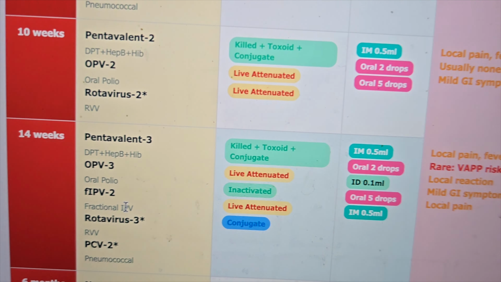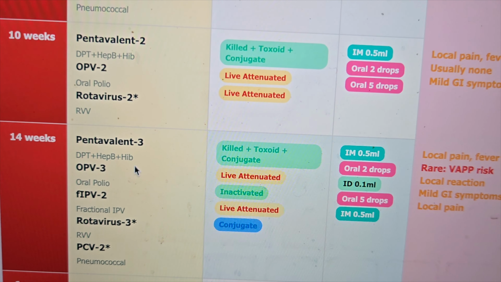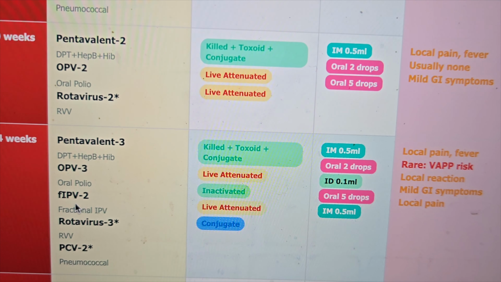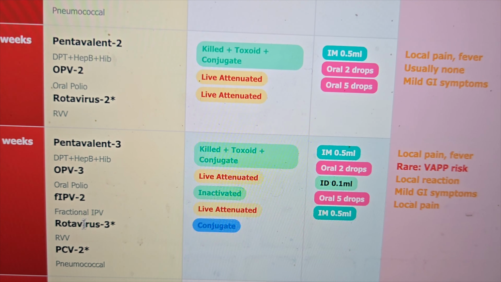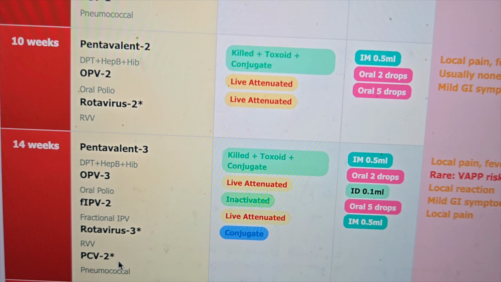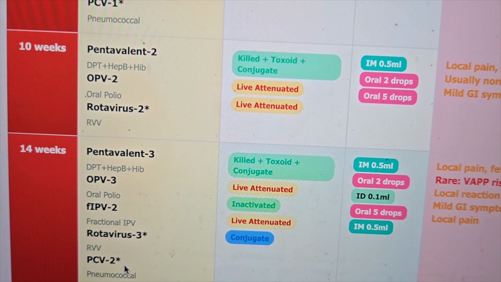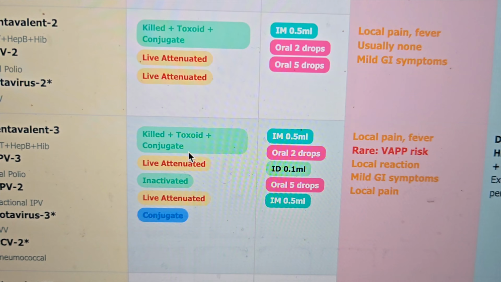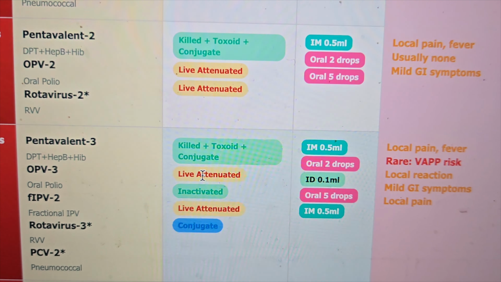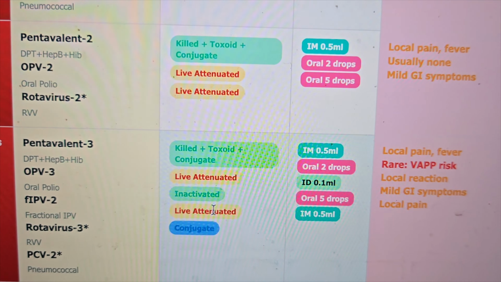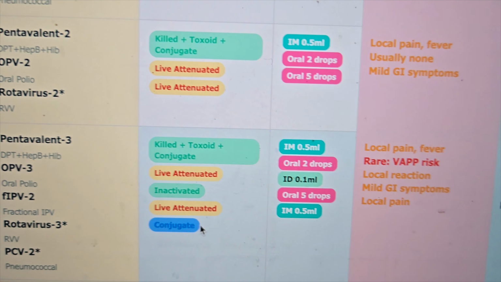Now, coming to the 14th week, here we are giving pentavalent 3, OPV3, fractional IPV2, rotavirus 3 and PCV2 at 14 weeks, that is 3.5 months. So, killed toxoid conjugate, same thing, OPV live attenuated, fractional IPV inactivated, rotavirus 3 live attenuated, PCV2 conjugate vaccine.